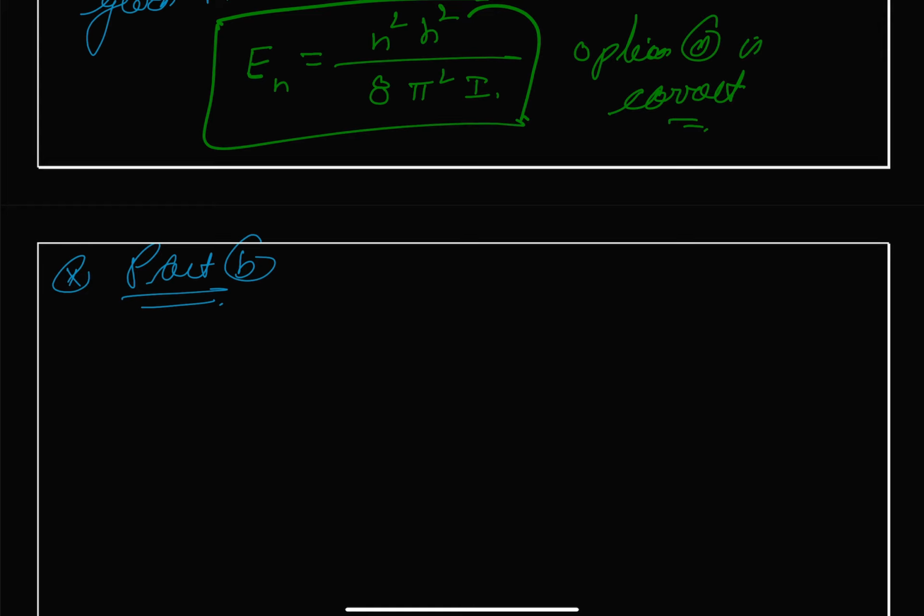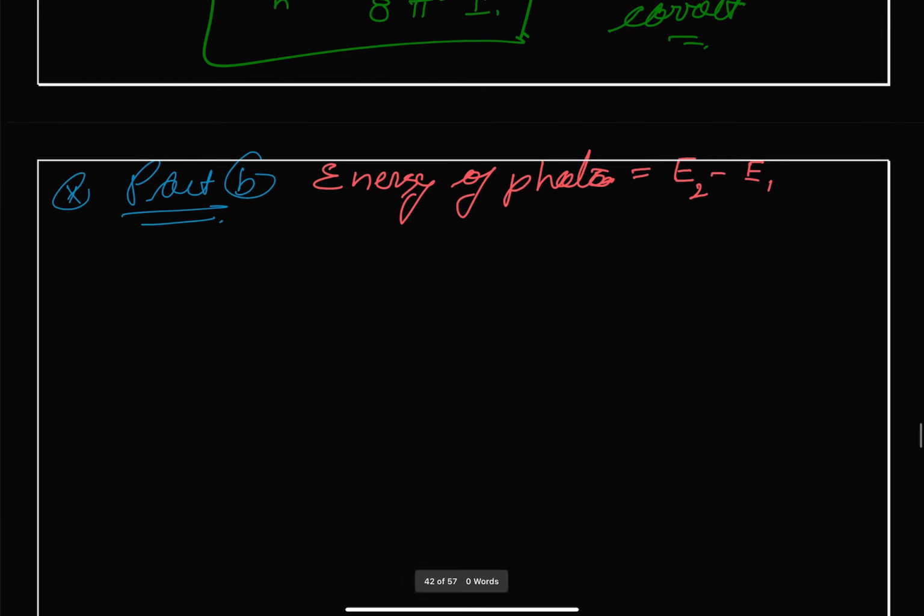So we can say that our energy of photon is equal to our energy difference between the ground level and the first excited state, and this energy of photon is our h times nu, that is our frequency.